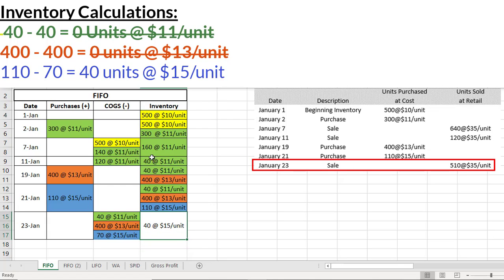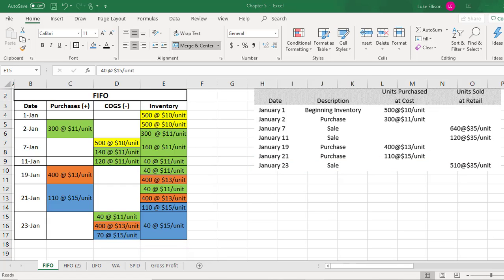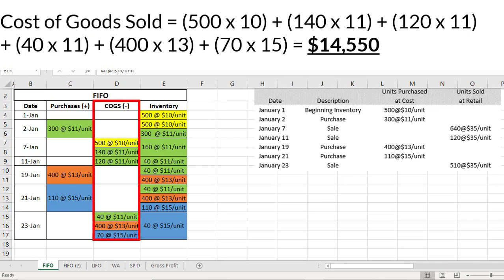Alright, we have done the hard part. All that's left to do is to calculate the cost of goods sold and the ending inventory. To calculate the cost of goods sold, we simply multiply the units and their cost for each row of the cost of goods sold column and add them together. So that's 500 times 10 plus 140 times 11 plus 120 times 11 plus 40 times 11 plus 400 times 13 plus 70 times 15 equals $14,550 for our cost of goods sold.